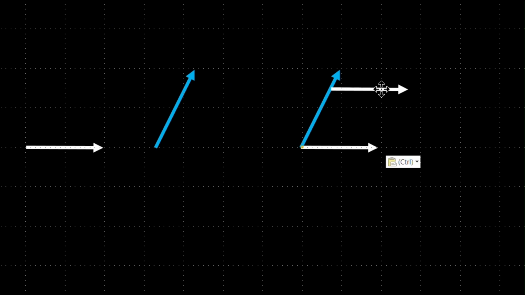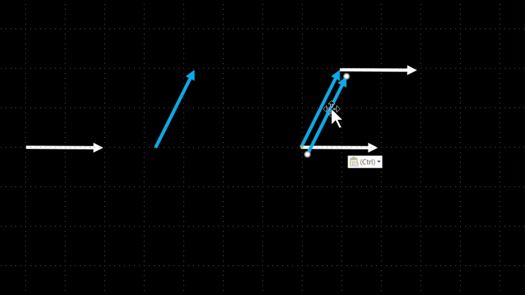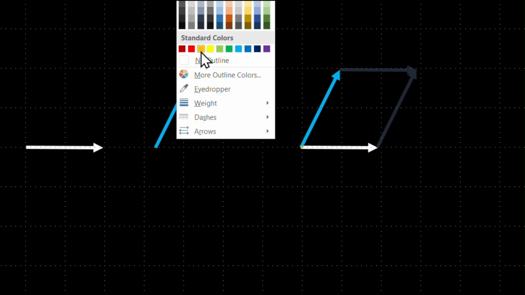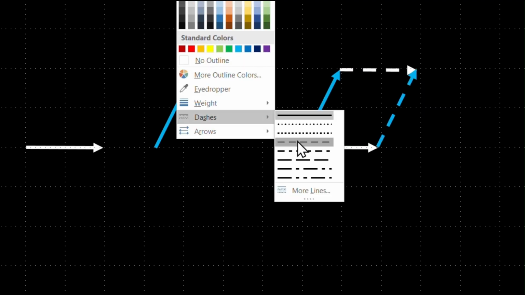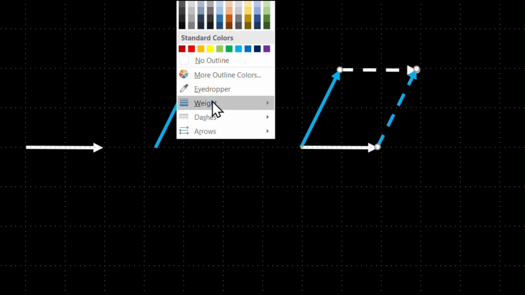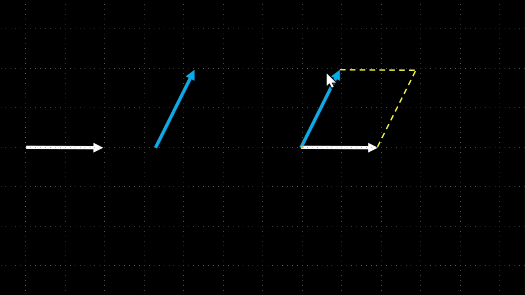Let's complete the parallelogram to make it more suitable, and change this to a different color. Let's make it dotted, obviously a lot smaller, not an arrow, and let's make it yellow. It's just my choice. In this parallelogram, any two adjacent sides would be these two yellow ones, or this blue and yellow, or white and yellow, but you can't take white and the upper yellow. Adjacent means they are touching together.